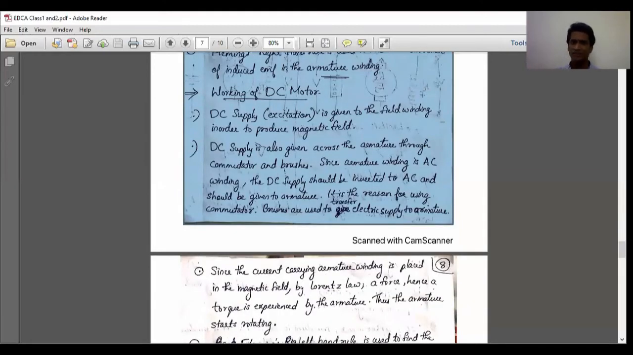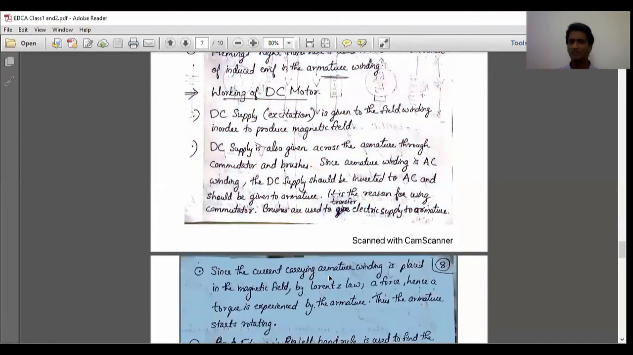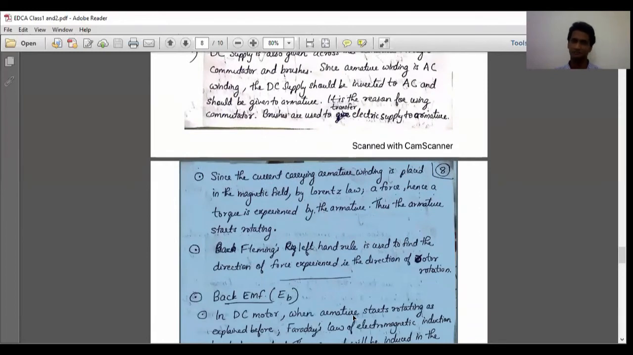Now what's happening? Since the current carrying armature winding is placed in the magnetic field, by Lorentz law, a force, hence a torque, is experienced by the armature. Thus the armature starts rotating. Till this much we have already discussed.